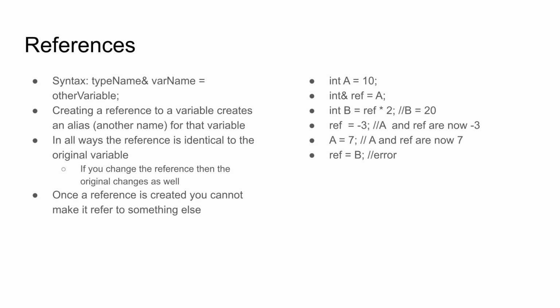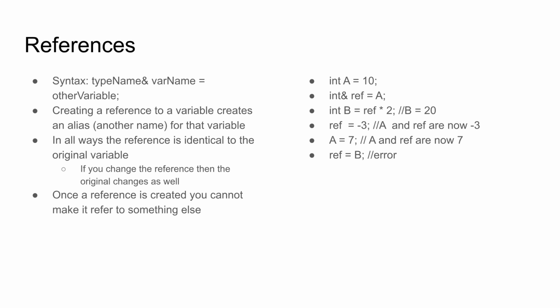Yeah, an ampersand. That's just how you declare it. So if you want a double reference, it'd be double ampersand. If you want a character reference, character ampersand. It has to be the same type as the original. So an integer reference can only refer to an integer. A character reference can only refer to a character. You can't make an integer reference refer to a double. It doesn't work.